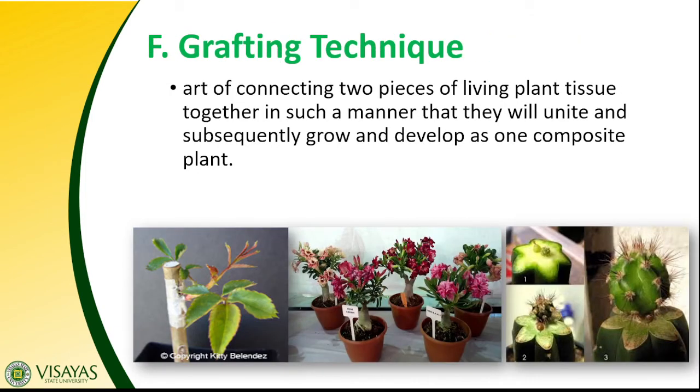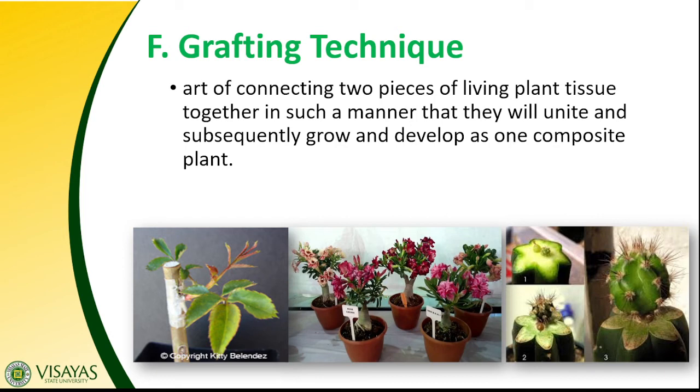Okay, another technology for flowering of plants, not only for flowering of plants, this is also a technology which controls or solves soil-borne problems. This is the grafting technique or technology, which is defined as an art of connecting two pieces of living plant tissues together in such a manner that they will unite and subsequently grow and develop as one composite plant. And in grafting, we have two parts.